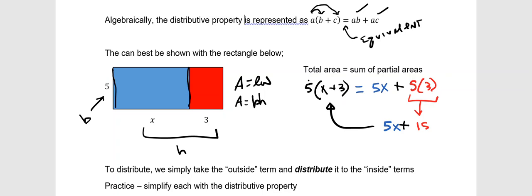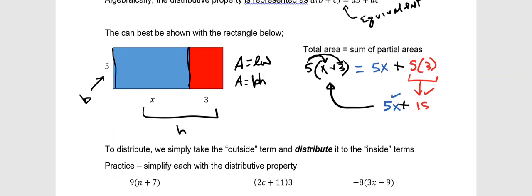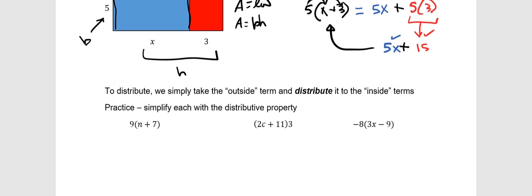So you can see we simply took that 5, we distributed to the x, is my 5x. We took that 5 again, we distributed to the 3. That was my 5 times 3, which is my 15. So it's a fairly simple property for us to exercise. It's essentially just taking a term that's on the outside and distributing it to the inside terms. What I mean by the inside terms is the terms that are inside the parentheses.